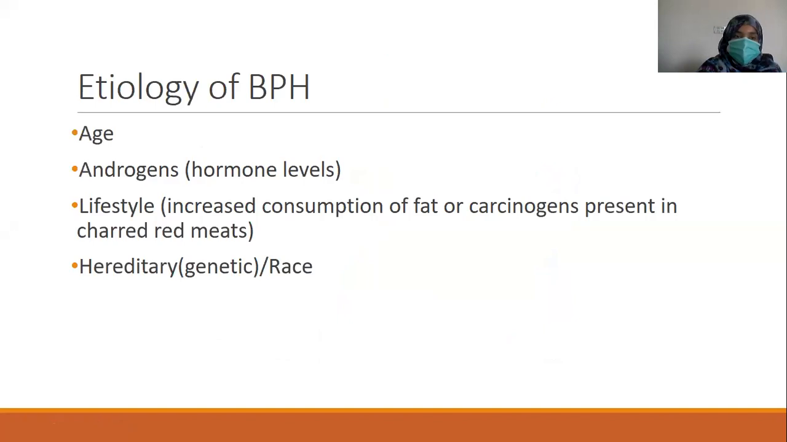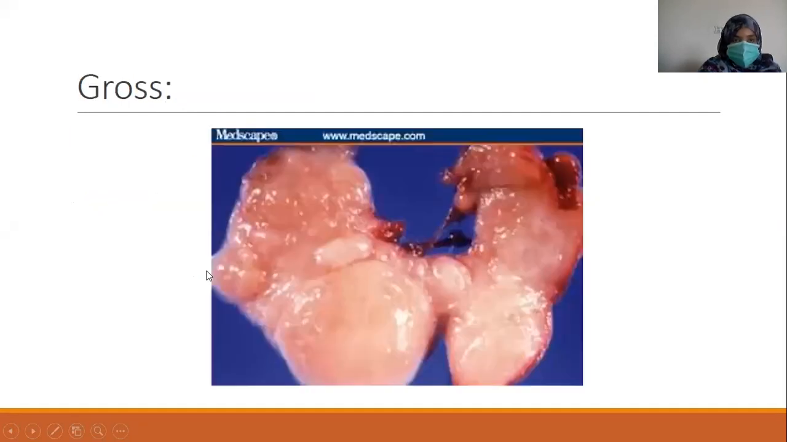Now the etiology. As age progresses, the incidence of BPH increases. Androgen levels also have a role in this. With more androgen levels, there is more chance of BPH. In lifestyle, increased consumption of fat or carcinogens present in charred red meats also increases the incidence of BPH. And there are heredity, genetic causes, and racial causes.